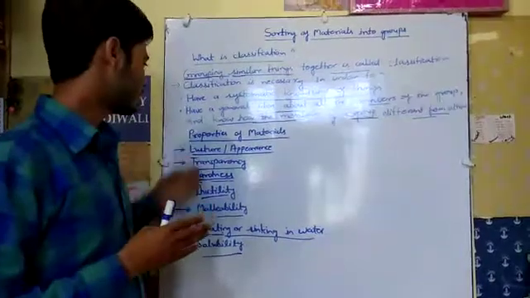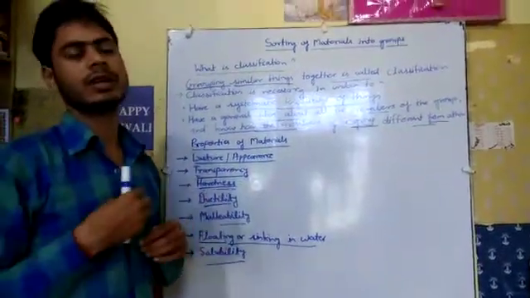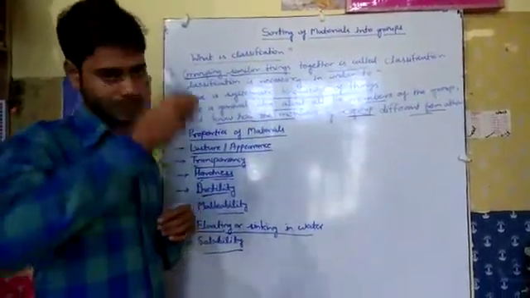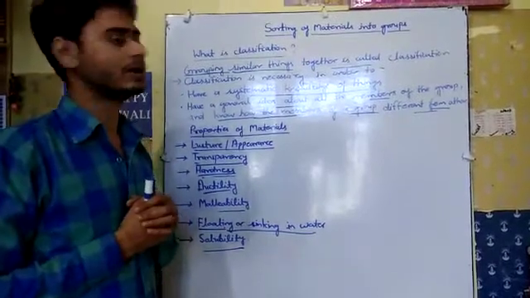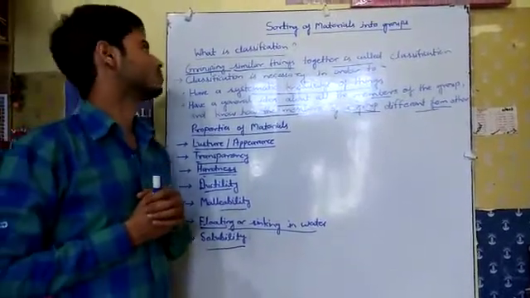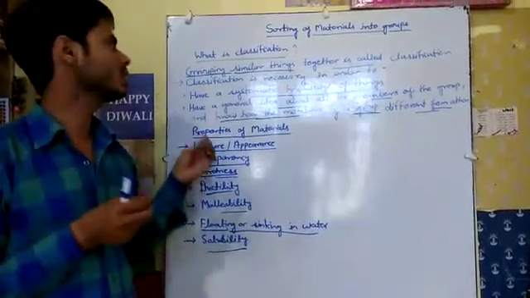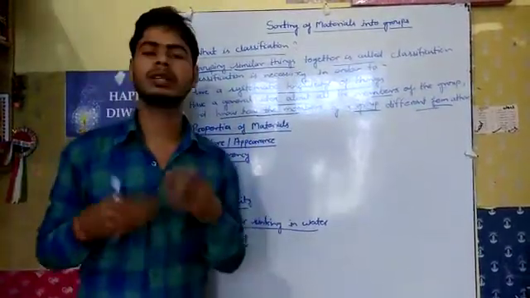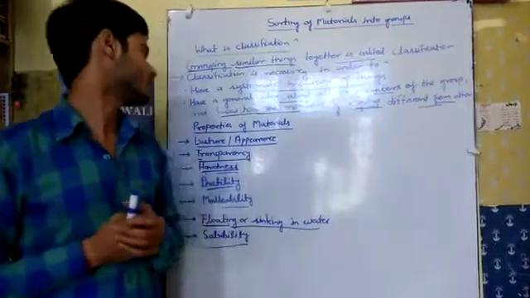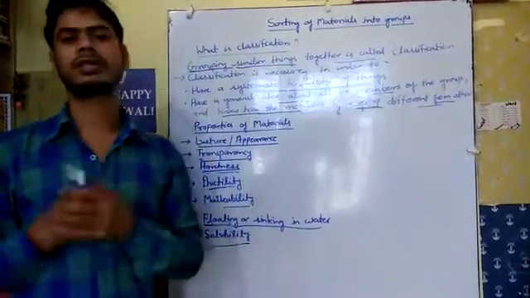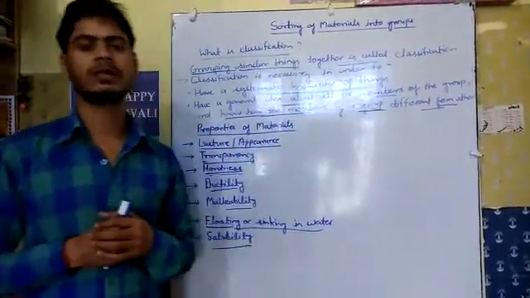So these are the properties of materials on the basis of which we can categorize materials into different groups. Today we learned what classification is. Grouping of similar things together is called classification, and there are some properties on the basis of which we can categorize objects into different groups.